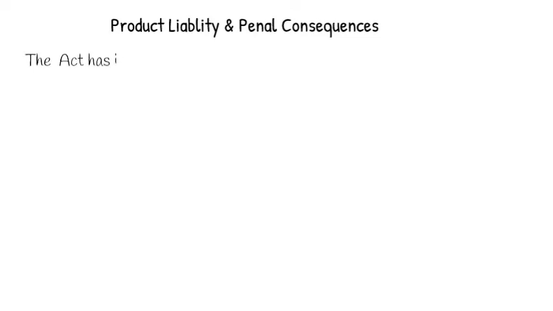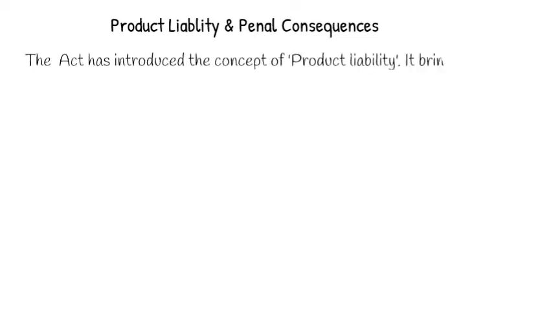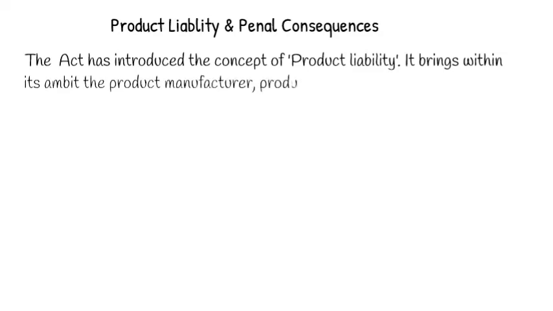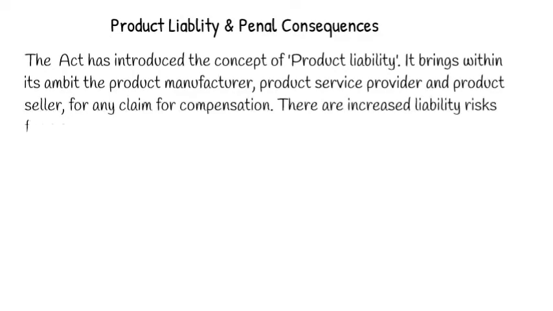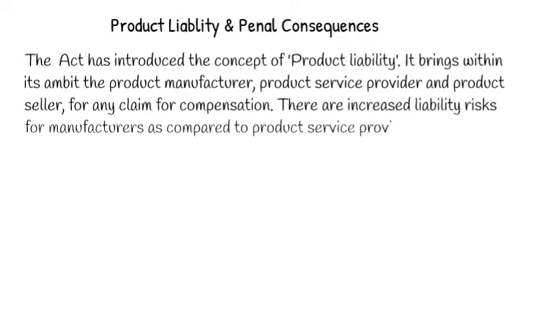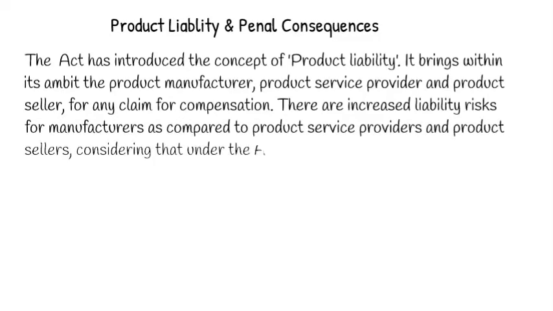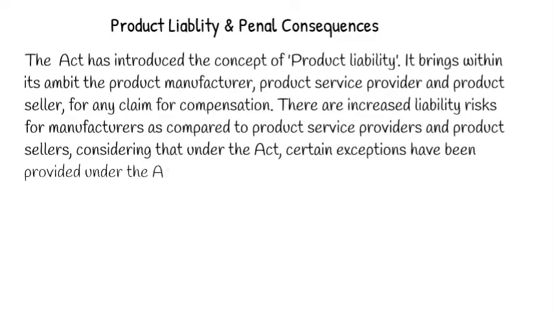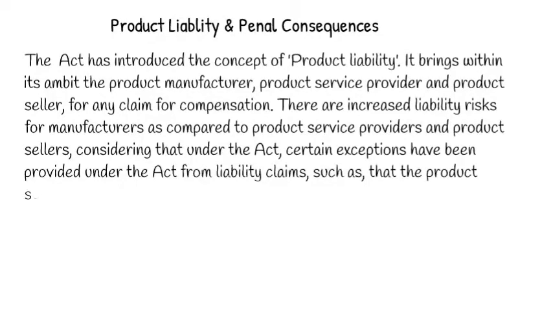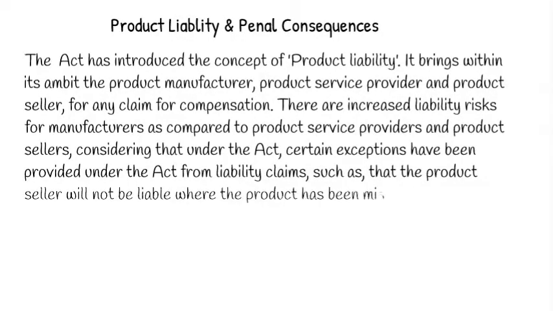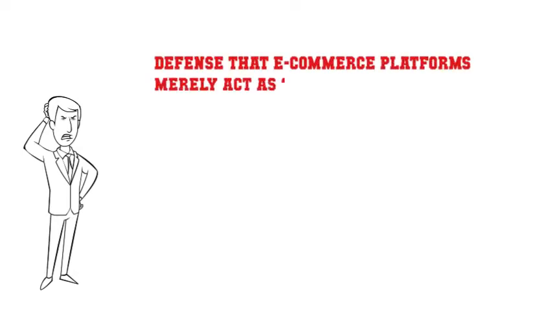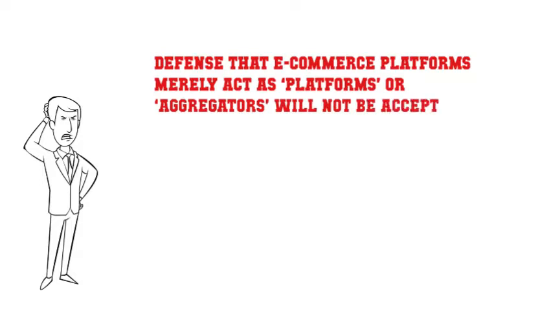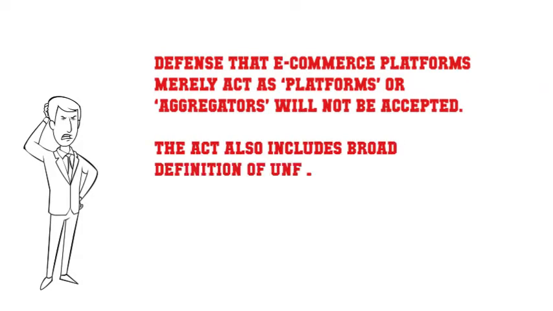Product liability and penal consequences. The Act has introduced the concept of product liability. It brings within its ambit the product manufacturer, product service provider, and product seller for any claim for compensation. There are increased liability risks for manufacturers as compared to product service providers and product sellers, considering that under the Act certain exceptions have been provided from liability claim, such as the product seller will not be liable where the product has been misused or altered or modified. Defense that e-commerce platform merely act as a platform or aggregator will not be accepted. The Act also includes broad definition of unfair trade practices.